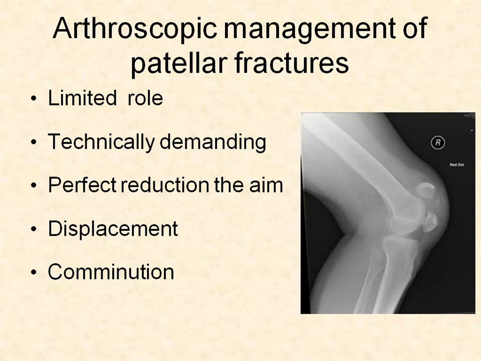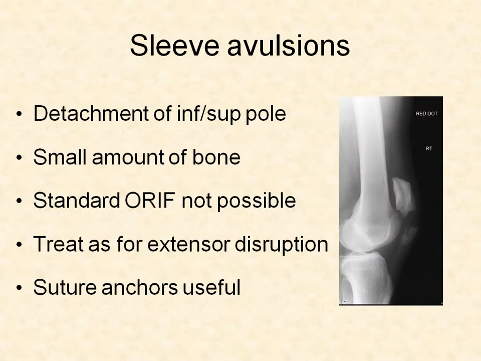And what we're aiming to get here with articular fractures, as with any other articular fracture, is a perfect anatomic reconstruction of the joint surface. And I think that by open surgery you can do this more reliably. Also, open surgery is going to be a lot easier to deal with fractures when there's marked displacement or comminution.